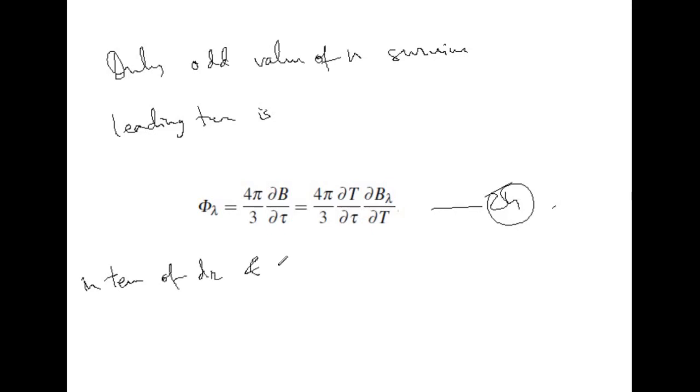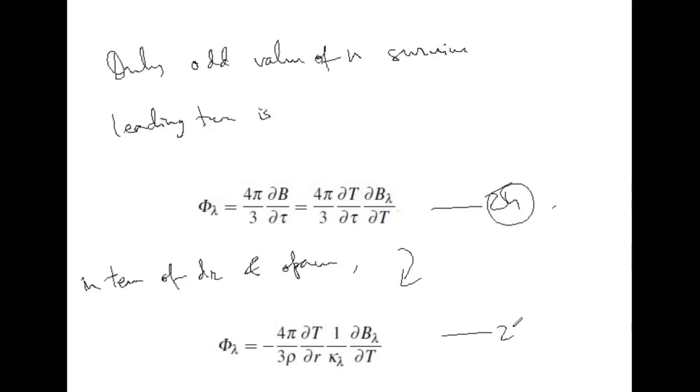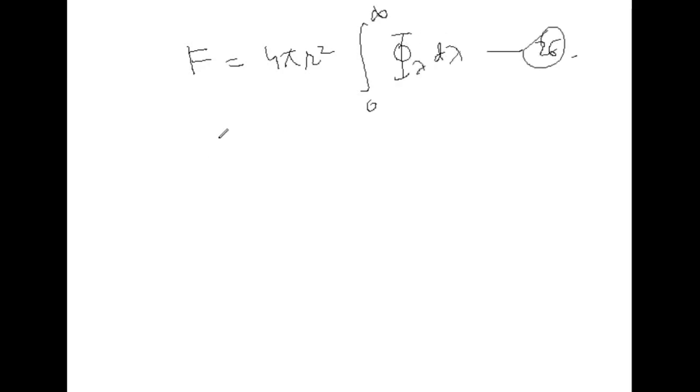Now, if expressed in terms of dr and opacity, then this equation can be written in this form, like this, equation 25. Now, from here we can get the energy flux using this relation: F is equal to 4 pi r square integral from 0 to infinity, d lambda, equation 26.